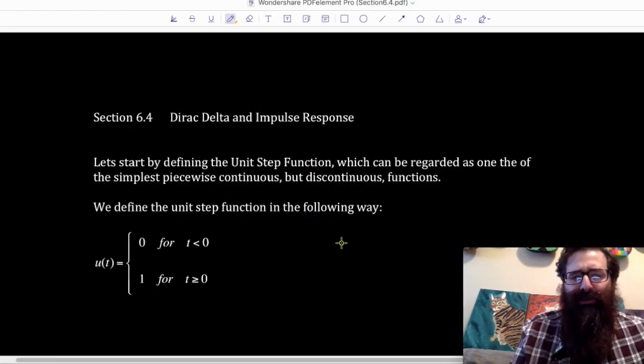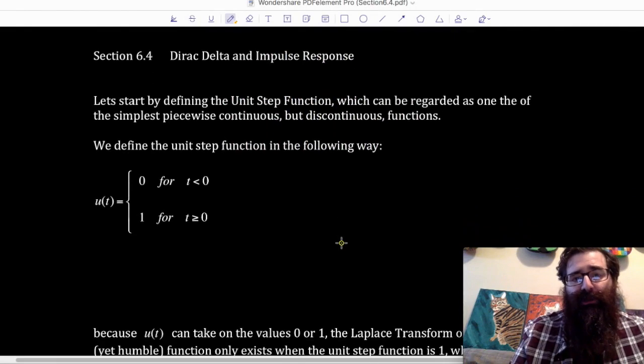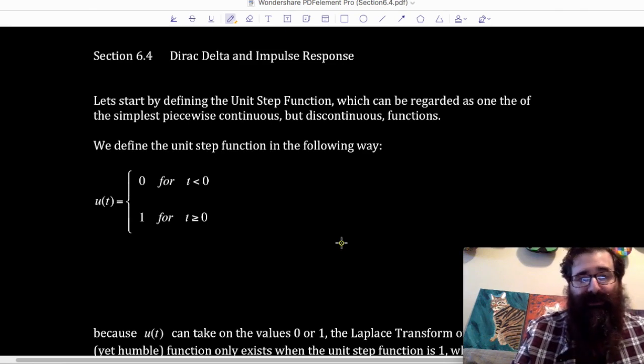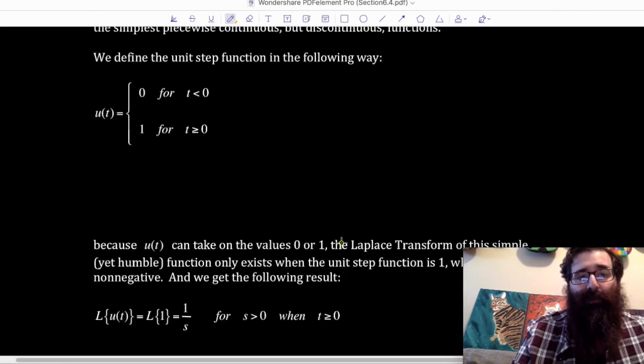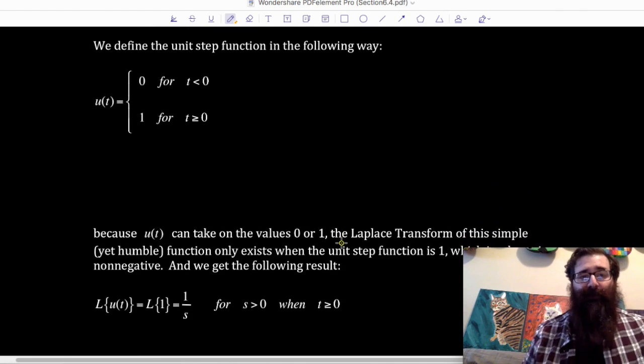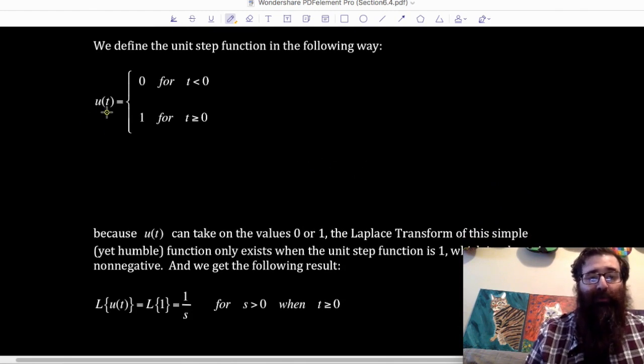Let's go ahead and start by talking a bit about the unit step function, which, in most cases, is regarded as one of the simplest piecewise continuous functions, but overall is a discontinuous function. And we define the unit step function in the following way. We call it u of t for that unit step function. And we say that it's 0 for t less than 0, and that it's 1 for t greater than or equal to 0.